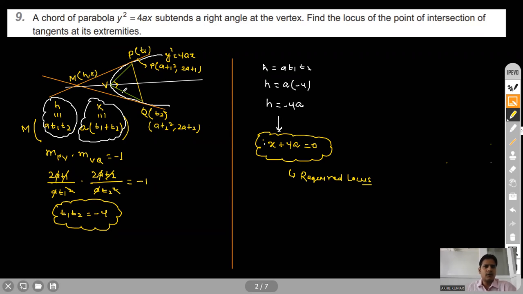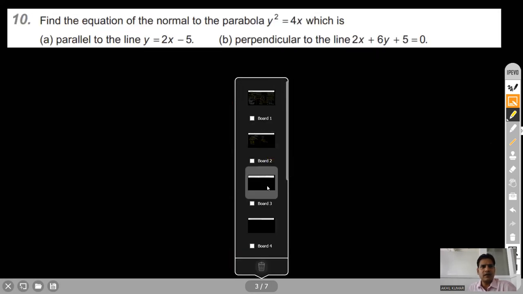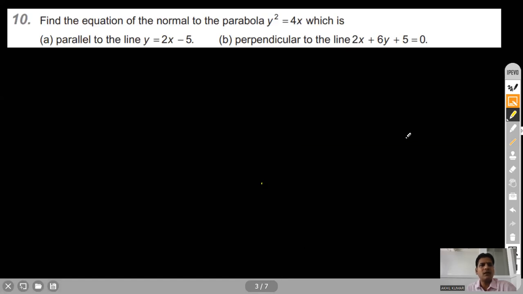So this information we got from the last question, but I am saying it is better to remember: when tangents at points P and Q intersect, the coordinates of the intersecting point will be (a t1 t2, a(t1 + t2)). This will make our life easier. So I think this is done. Let's see the next question.